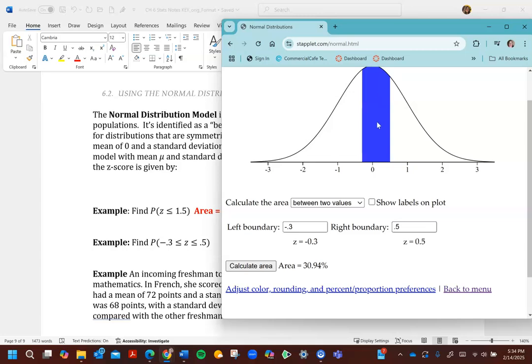You can see the graph here, so you could do a screenshot of that to show your work. And then our area is 30.94%.